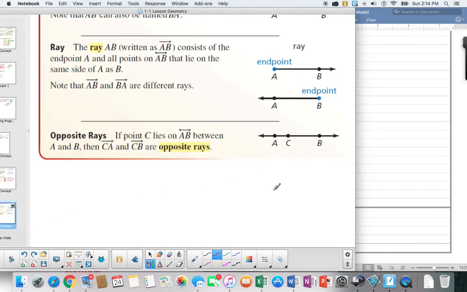Opposite rays. Ray CA and CB are opposite rays. Let's take a look at what they look like. Here's ray CA, and I'm going to change color. And here's ray CB. Notice that they share the same endpoint, and when you put them together, they make the whole line, and that's what makes opposite rays.